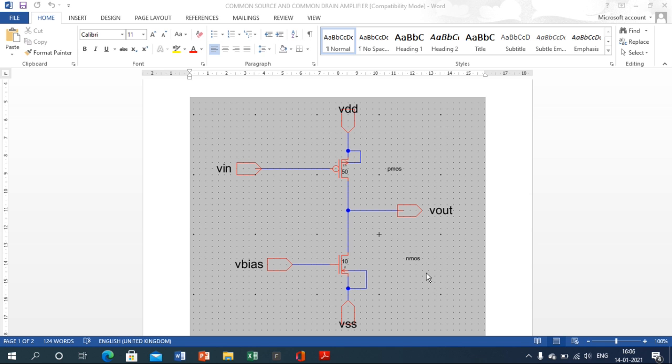So now, in the next video I will show you how to draw the schematic and layout for the common source and common drain amplifier.